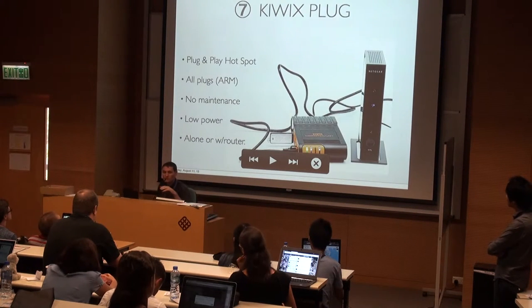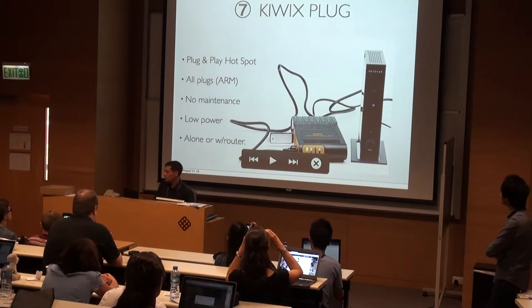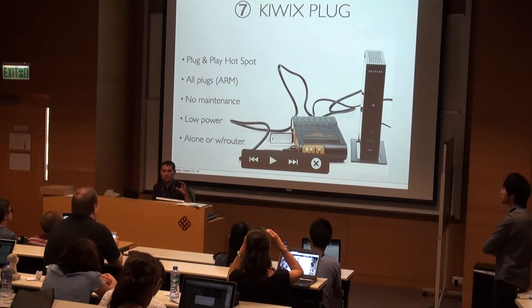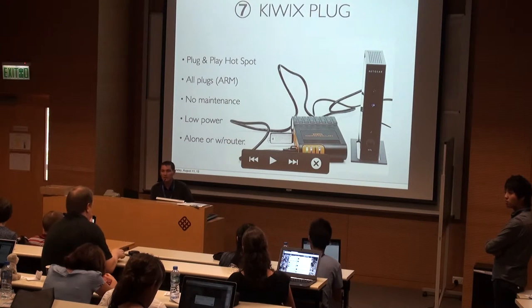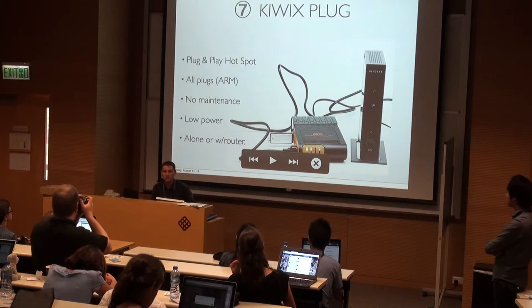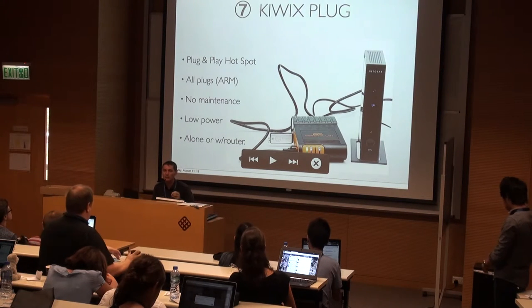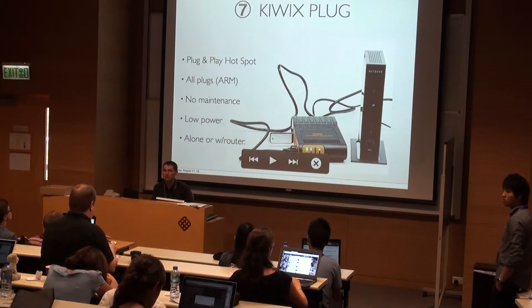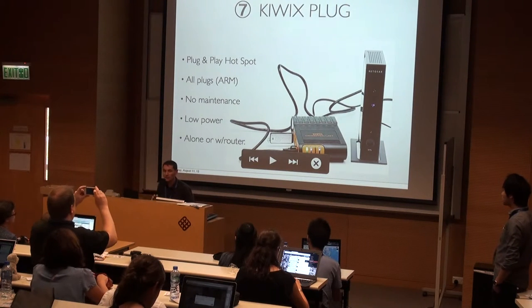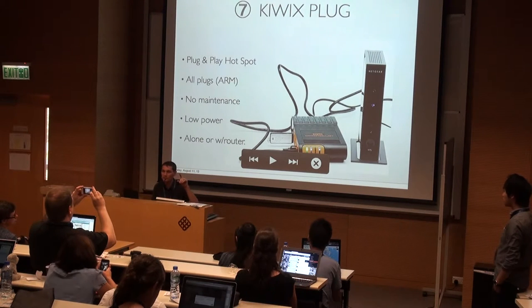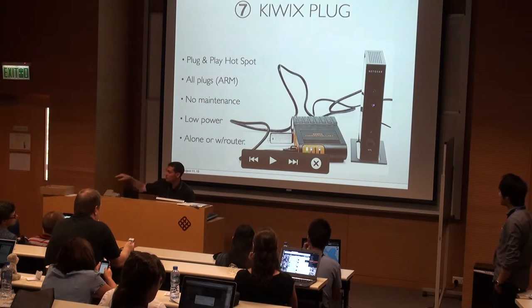And the last one, which is the one created for Afripedia, is the Kiwix plug. It's just a small computer which costs $100 or $150, and with a USB key containing the ZIM file, you can serve over Wi-Fi. Just plug it into the wall, and it serves Wikipedia offline. We actually have one right there. If you have your computer, you can look at the Wi-Fi networks and select Kiwix plug, and you'll see exactly what it does. It just plugs right there.